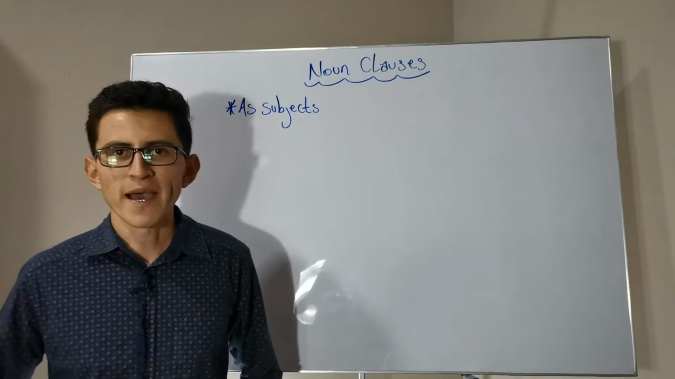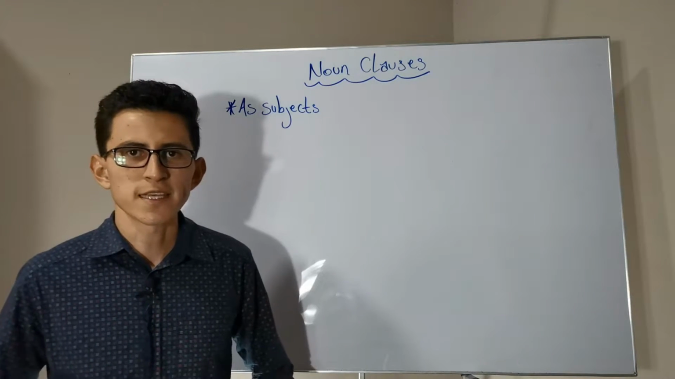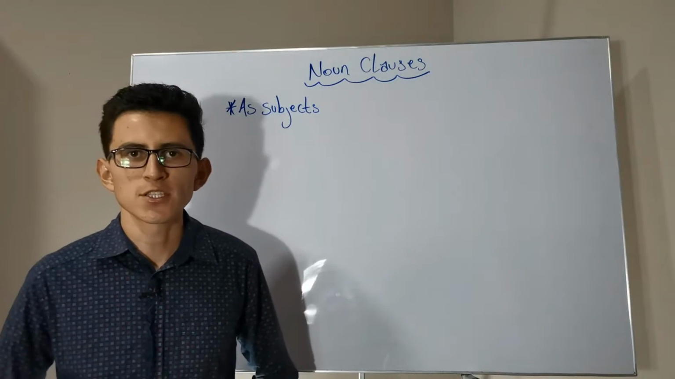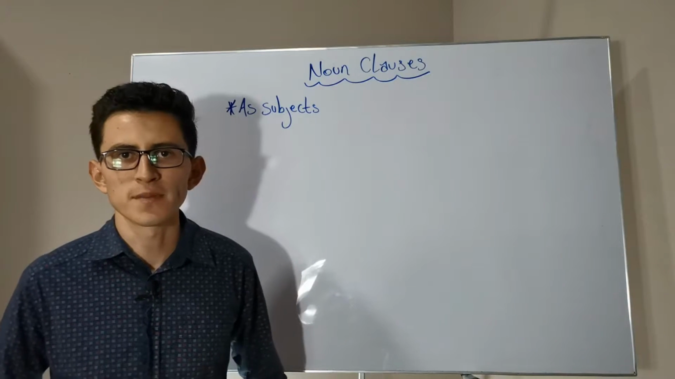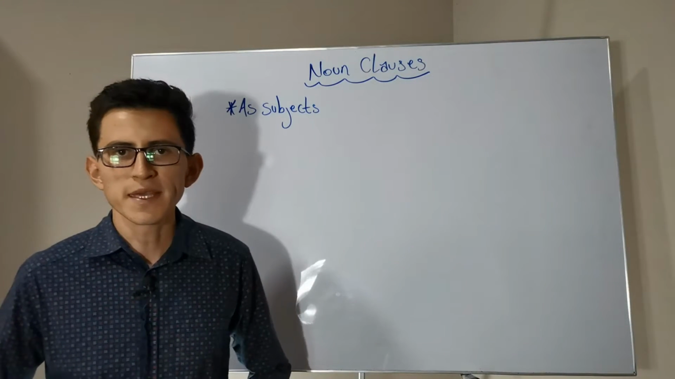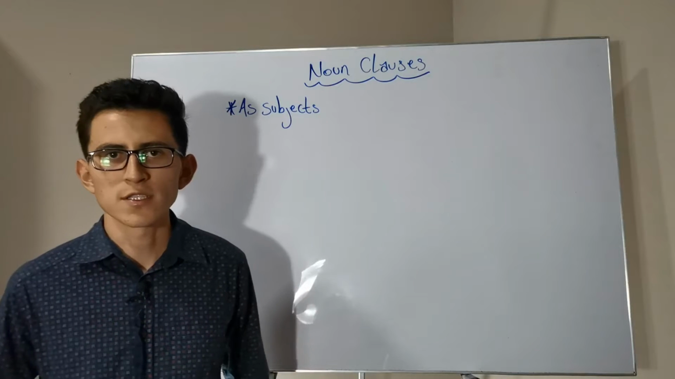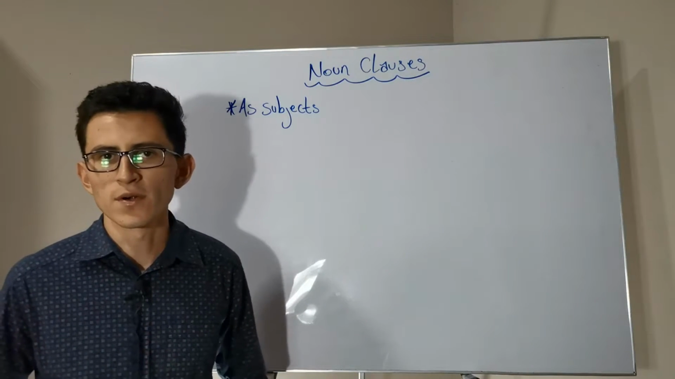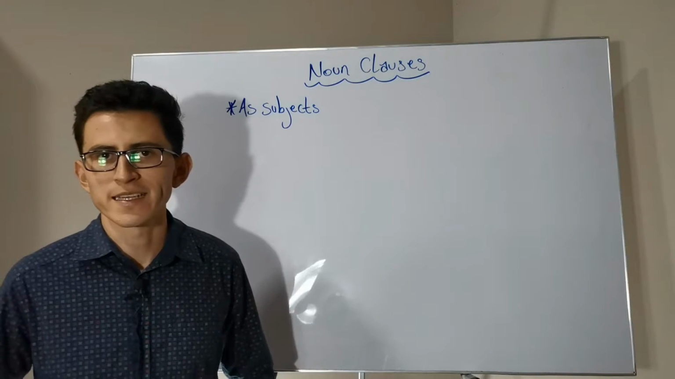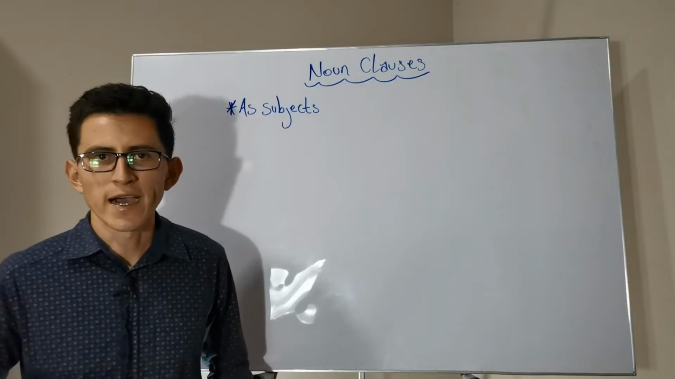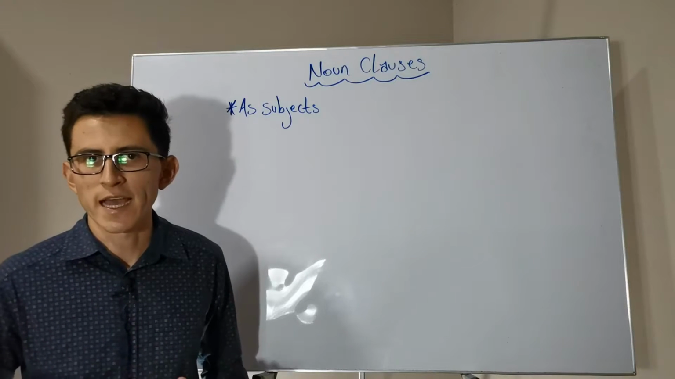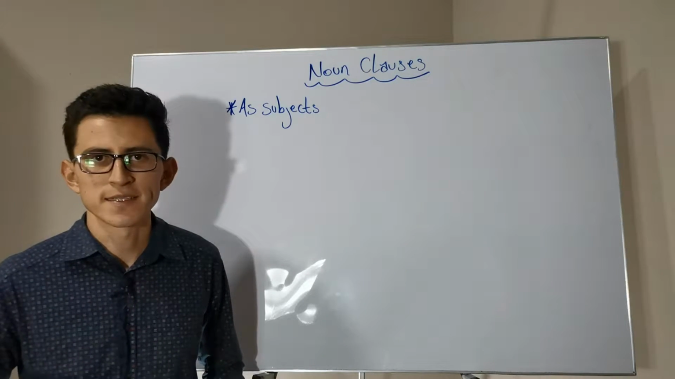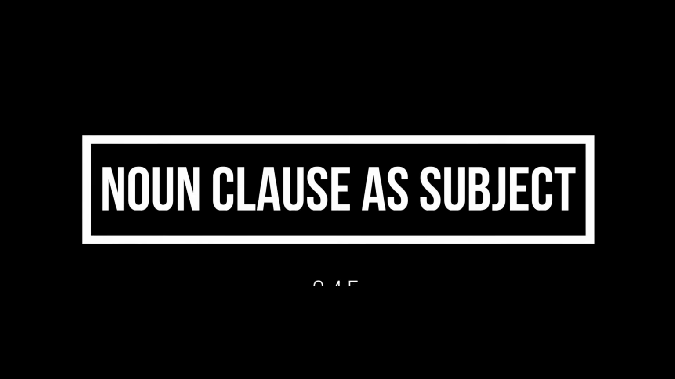We have to keep in mind that noun clauses can perform the same functions that nouns can perform in a sentence. It means that a noun clause can be the subject, the direct object, or the indirect object in a sentence. These are the three functions that I am about to explain. Let's start with noun clauses that take the place of the subject in a sentence.